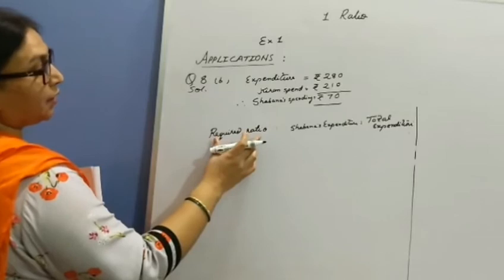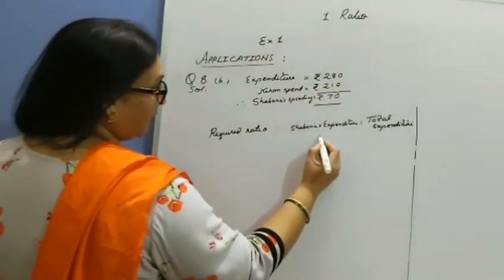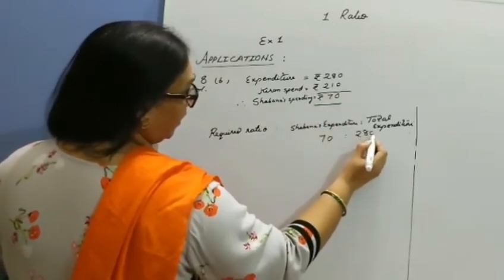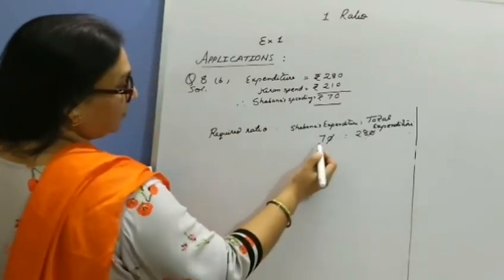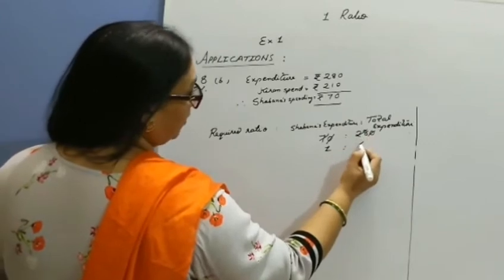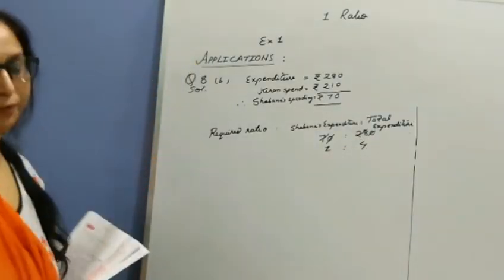Now let's proceed to the asked ratio. You have to find the ratio of Shabana's expenditure to total expenditure. It means 70 is to 280. Cancel them, 0 and 0 cancel. Simplify them by 7. 7 ones are 7, 7 fours are 28. Hence the required ratio is 1 is to 4.